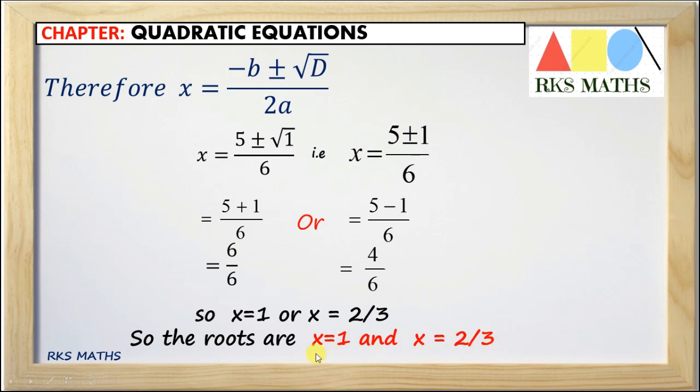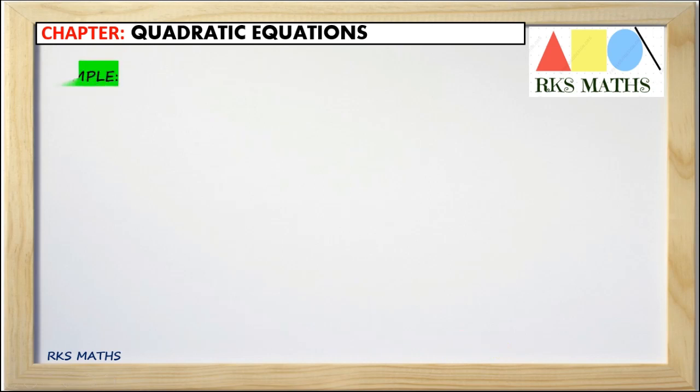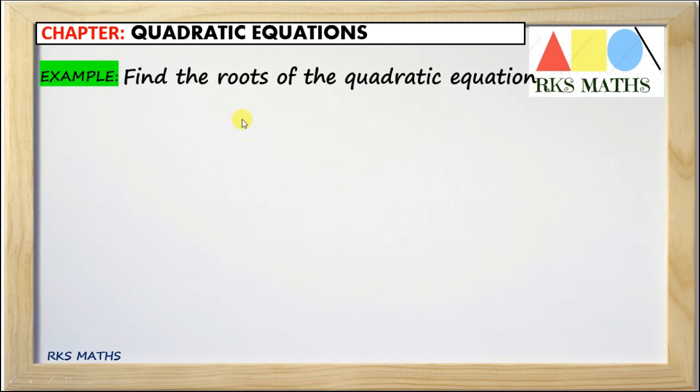Student, you can also check these roots by putting the value of x is equal to 1 and x is equal to 2 by 3 in the given quadratic equation, and if LHS comes out to be equal to the right hand side, then we can conclude that we have calculated the right roots, we have not committed any mistakes. So then let us see another example.